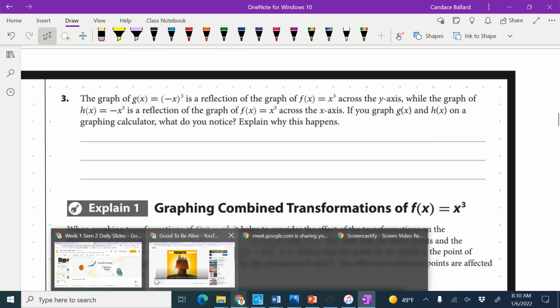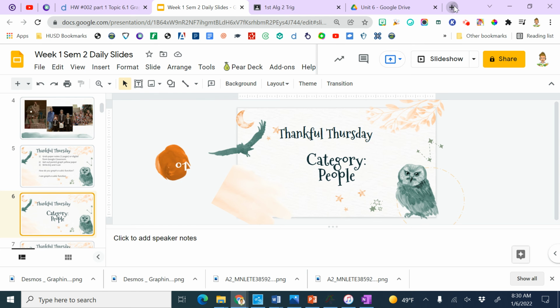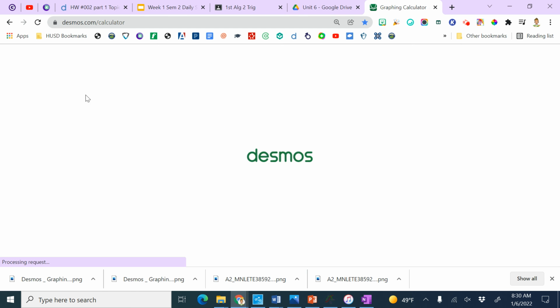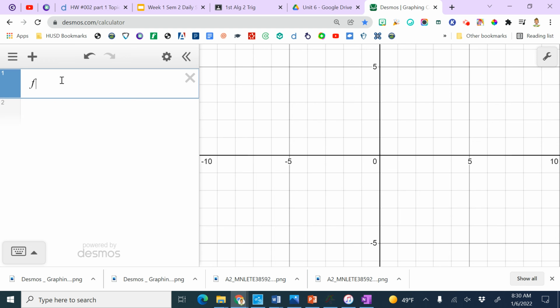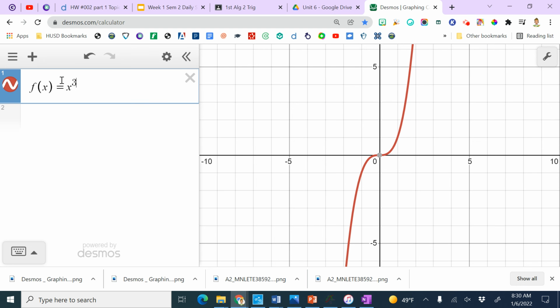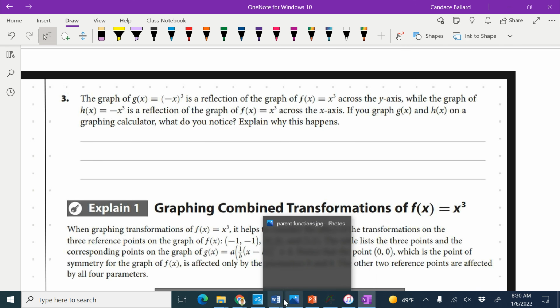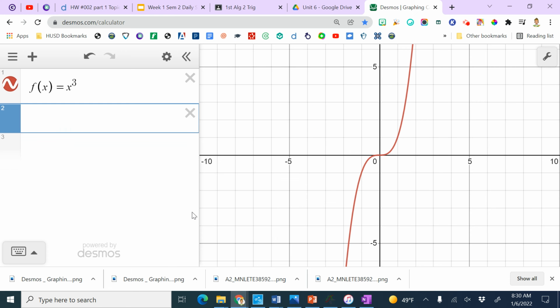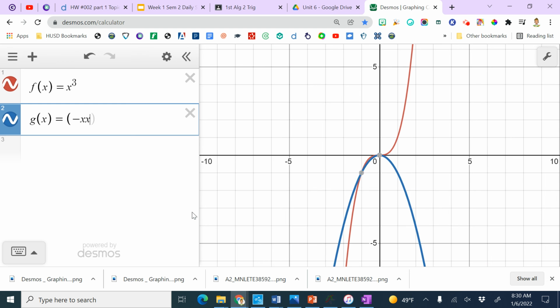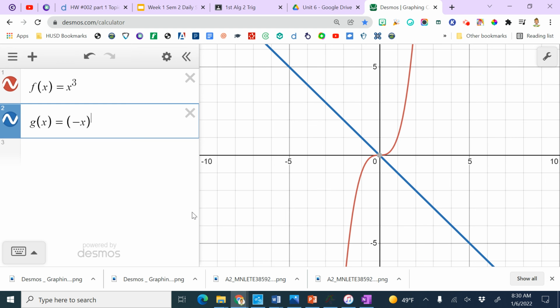Okay, so I'm going to pull out Desmos and we'll demo it together. So let's look at Desmos really quick. Our first one is I'm just going to put in our parent graph, x cubed. So that's red. And we're supposed to be talking about a reflection. So I'm going to put in g of x equals negative x to the third, but notice it has parentheses on it like that. So let me type that one in. Where's the right thing? Here we go. So g of x equals parentheses negative x parentheses to the third.